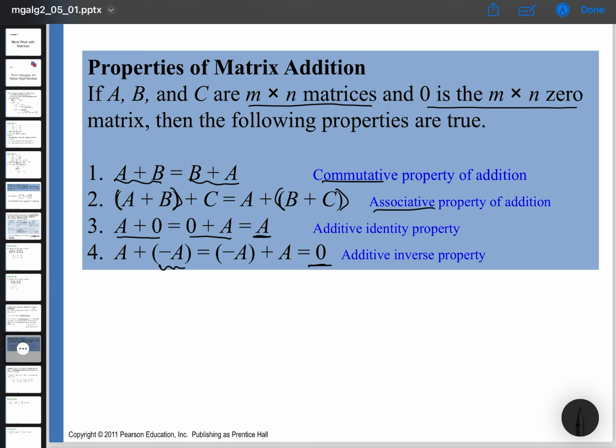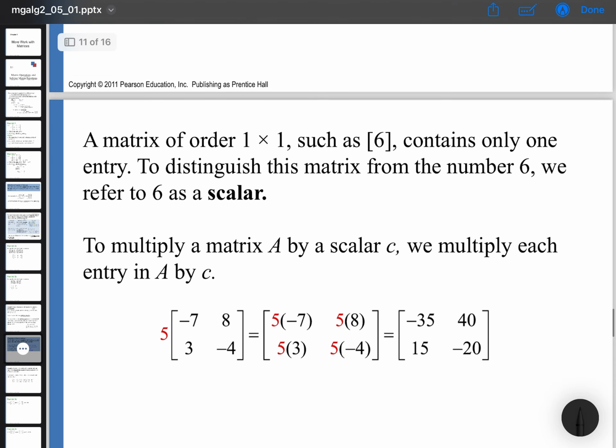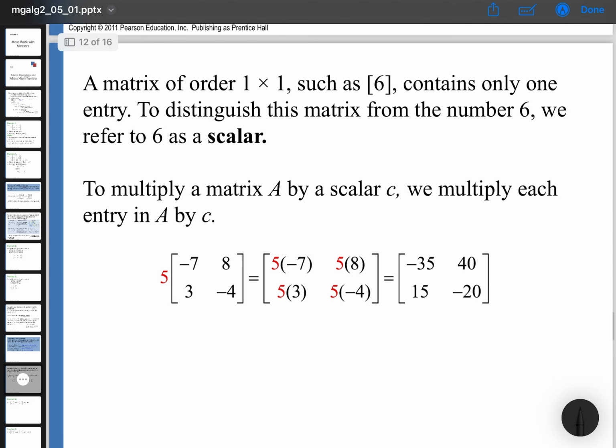Another thing that I can do to any matrix is multiply by what we call a scalar. A matrix of order 1 by 1, such as this one right here, is a matrix, believe it or not: 1 row, 1 column. It's just one number. That is a matrix. It just contains one entry. To distinguish this matrix from just the number 6, we would refer to that loose 6, which is not in a matrix, as a scalar.